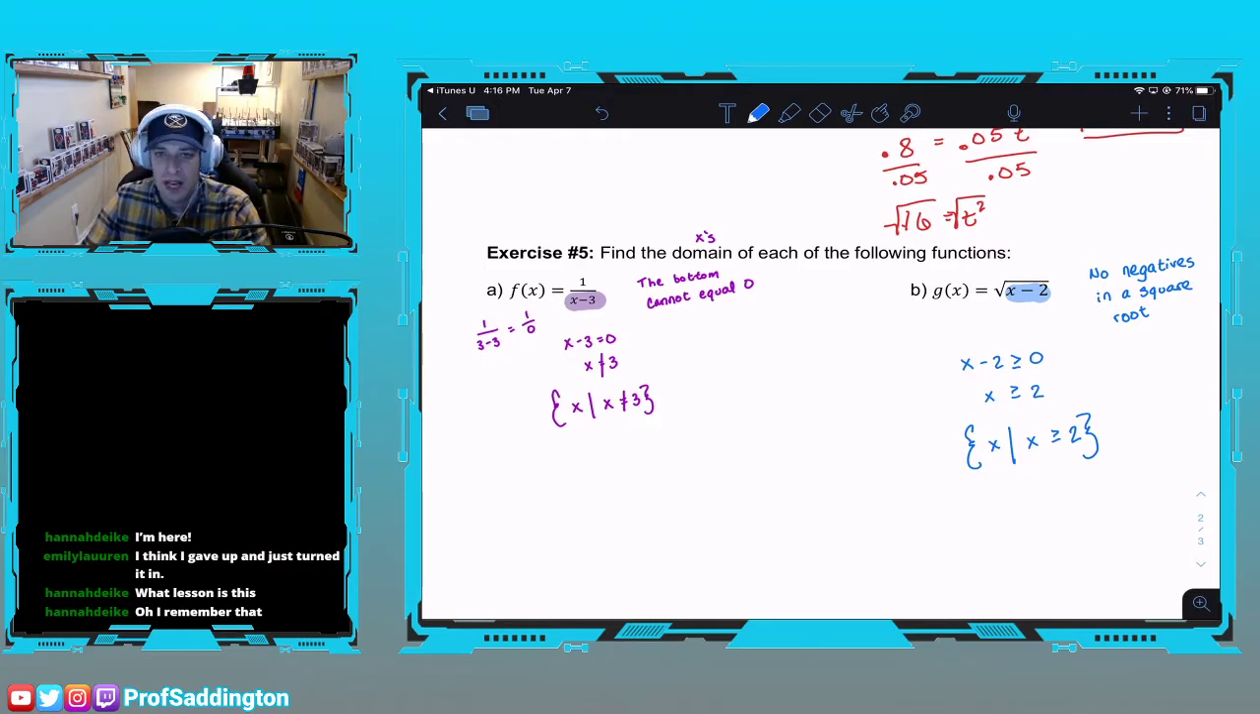We don't have to put a line through it or anything because it's saying the x value has to be larger than that 2. It could be equal to as well, because if you plug in a 2 up here, you'll have 2 minus 2, which is 0, and square root of 0 is okay. There's nothing wrong with that. It's just any negative number is not okay.